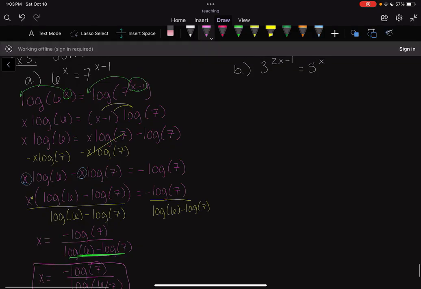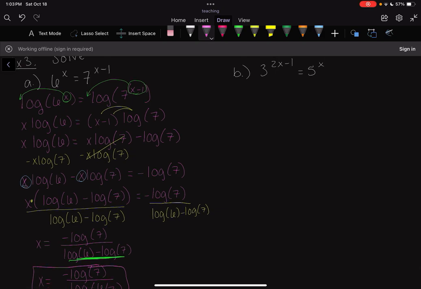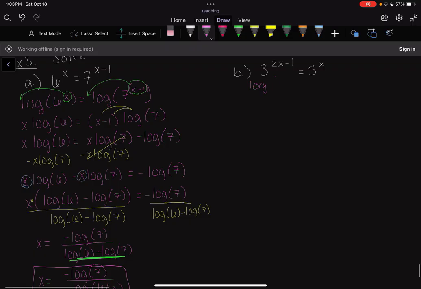Now, of course, I really do recommend, since I just did one, you should do the next one by yourself and just kind of see where you get stuck. But I'll go ahead and do it. So my bases are totally different. So I'm introducing log. Then I'll move my exponents to the front.